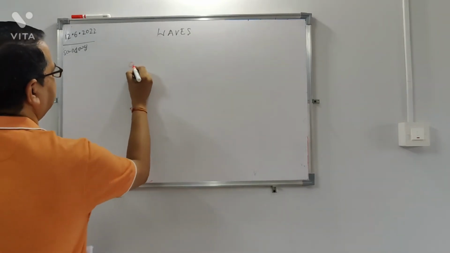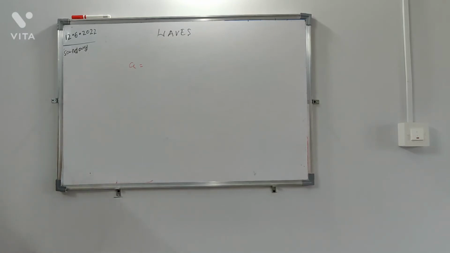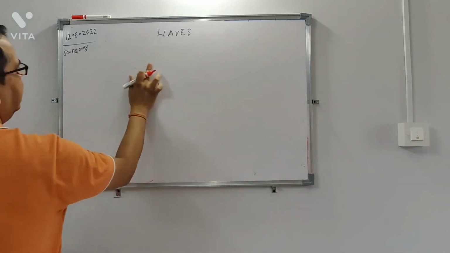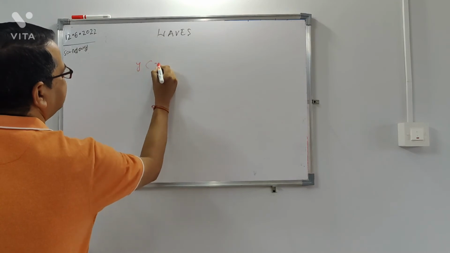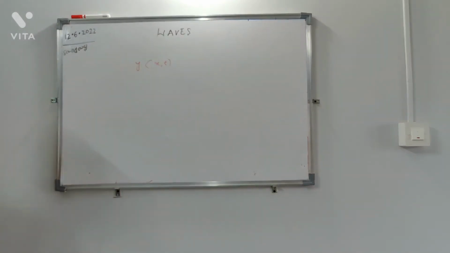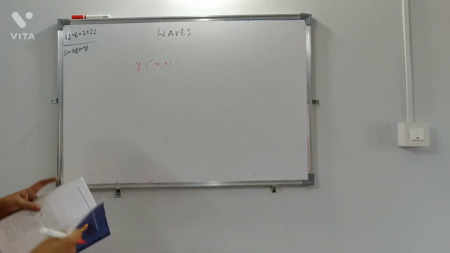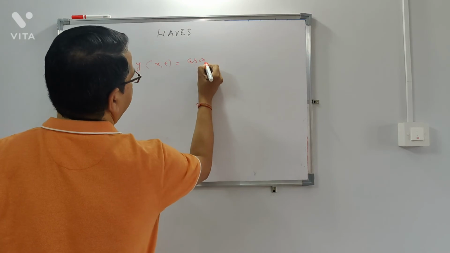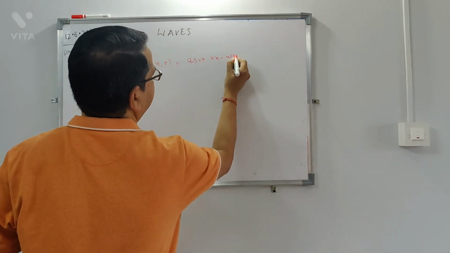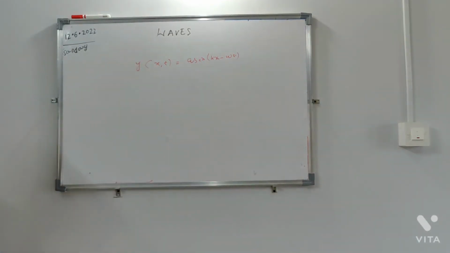Normally the wave that is traveling will be represented as y as a function of displacement and time, y as a function of x and time is equal to A sine kx minus omega t. Okay, so this can go in detail. It is a function of position and time. So this is the equation of wave motion.